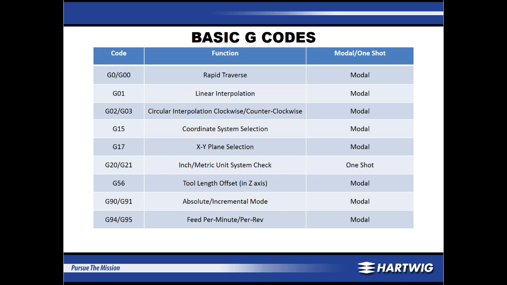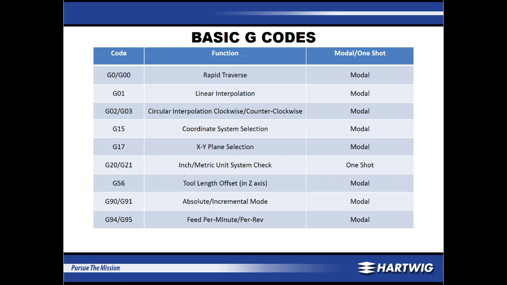We have a G15, which we'll use to select which work coordinate system we want to be in. We will use, in the course of this webinar, only G17 for XY plane selection. There is an XZ and YZ plane selection, but it's beyond the scope of this course. We have a G20 and G21 code for checking whether we are in inch or metric. That's very handy to make sure that you're programming in the system unit that you thought you were programming in.